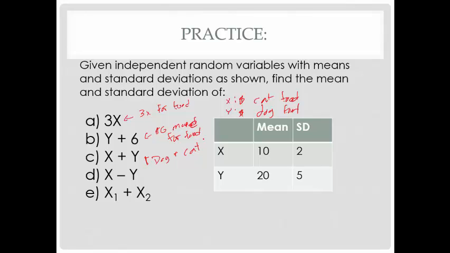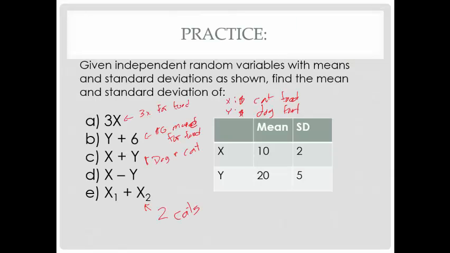And then E down here at the bottom, it's a little different look. So we have X1 plus X2. This is almost like saying we have 2 cats, right? We're not doubling the amount for food. It's saying we have 2 separate cats. And so here's how this is going to play out.